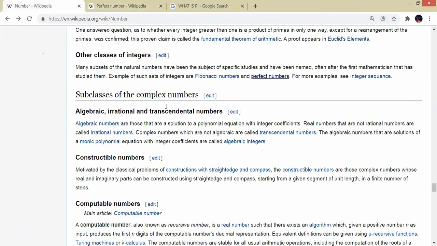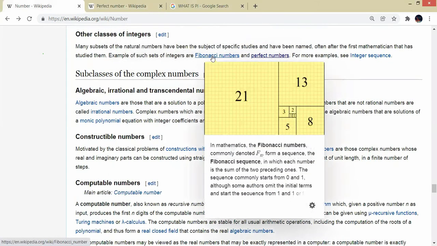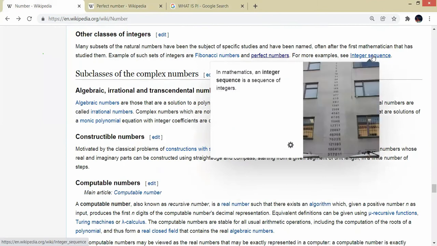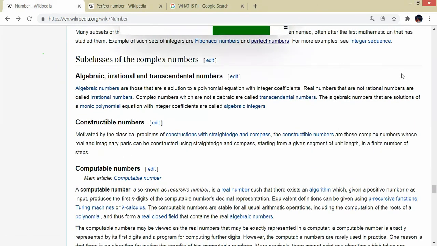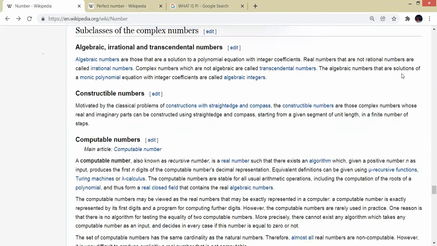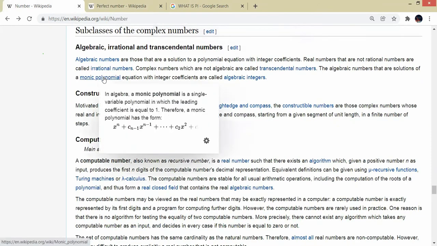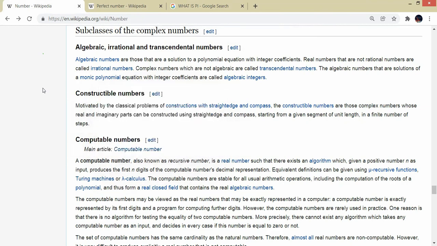After that, these are Fibonacci numbers. If we sum the previous two and get the next number, these are called Fibonacci numbers, an integer sequence. This is a sequence of integers. There are types of polynomials. Monic polynomial: a monic polynomial is a single variable polynomial in which the leading coefficient is equal to 1. Therefore, a monic polynomial has this form. This is the standard form of a monic polynomial.